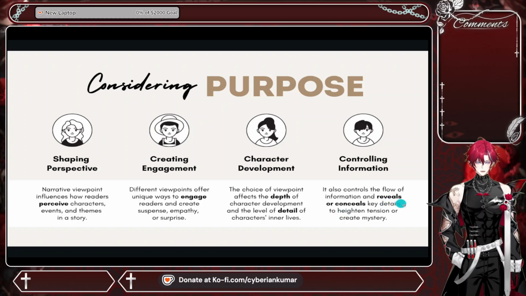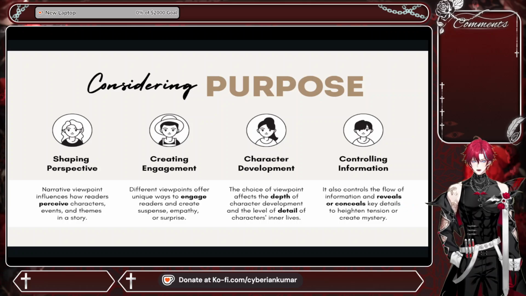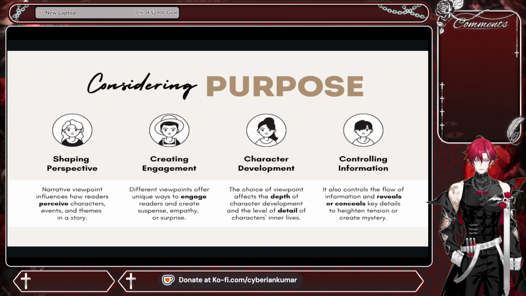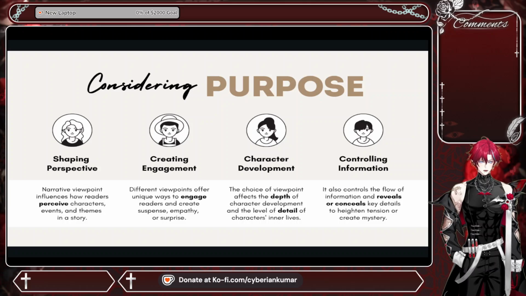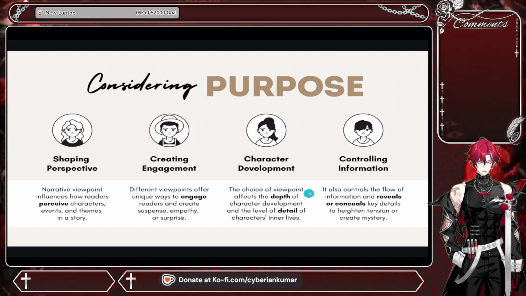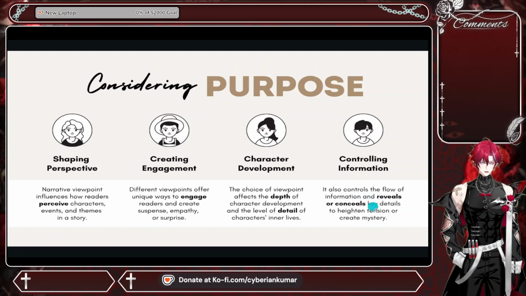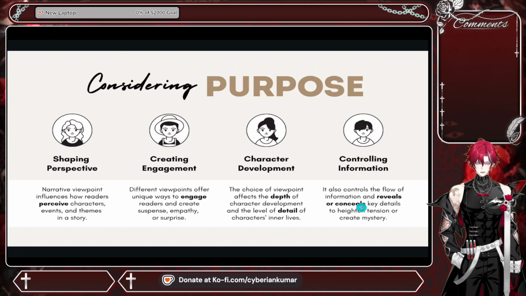And the last thing is the controlling of the information, like how much information you have to reveal while narrating the story. It depends on which type of narrative viewpoint you choose. So these are the four purposes you have to consider when choosing which type of viewpoint to use.